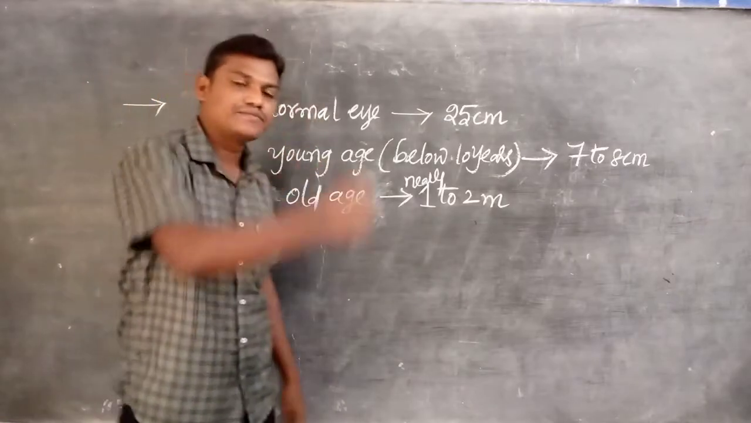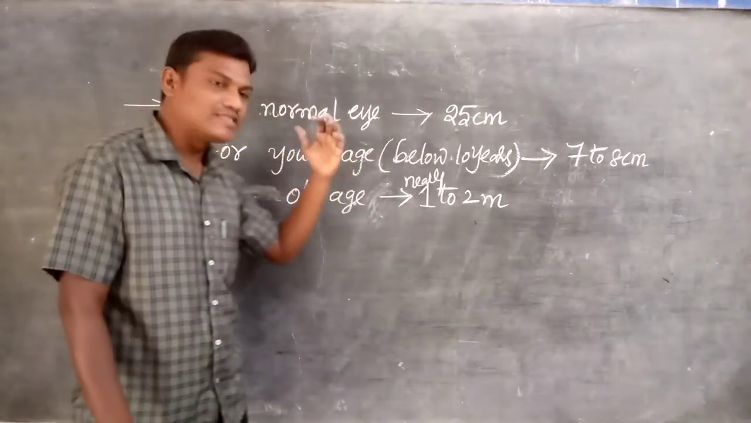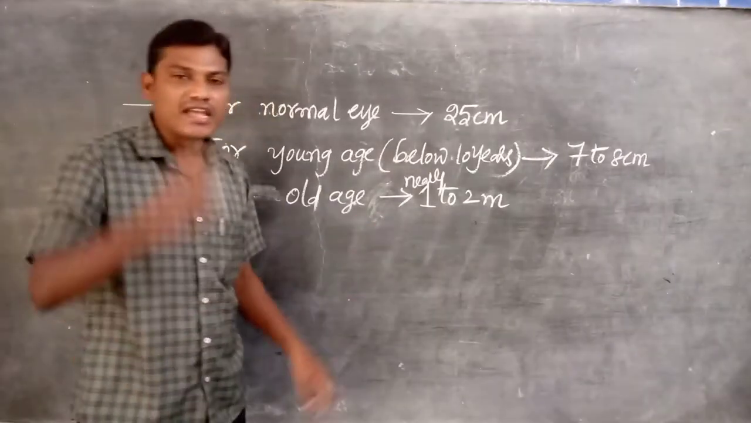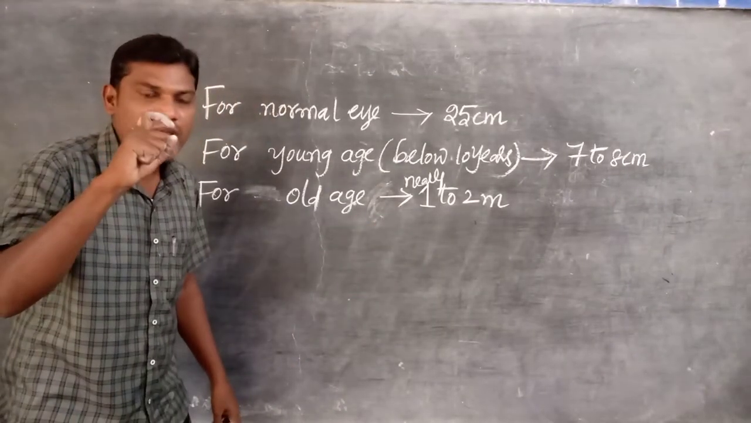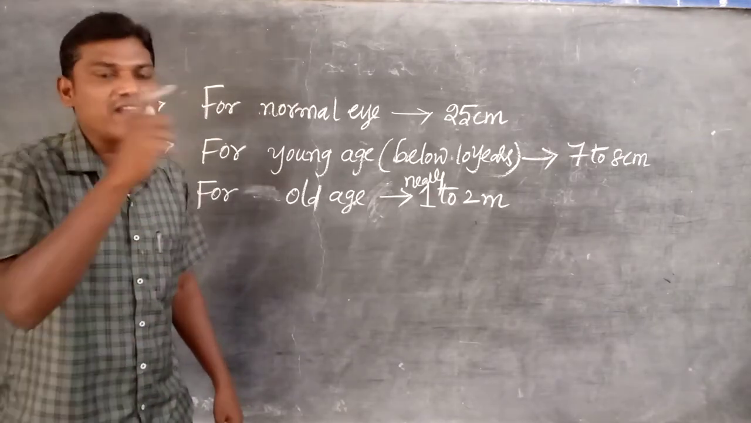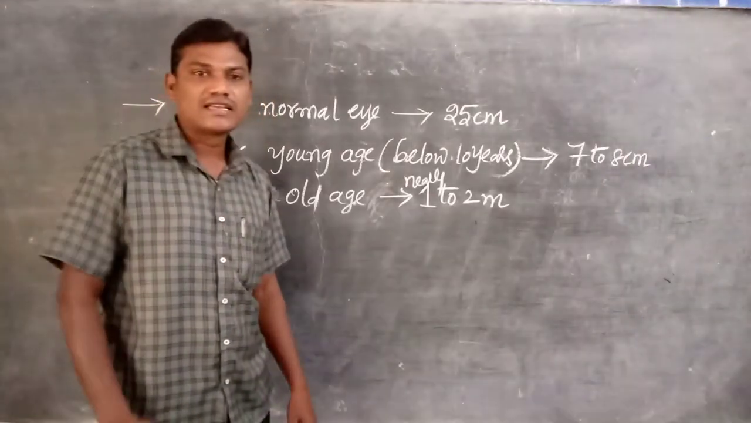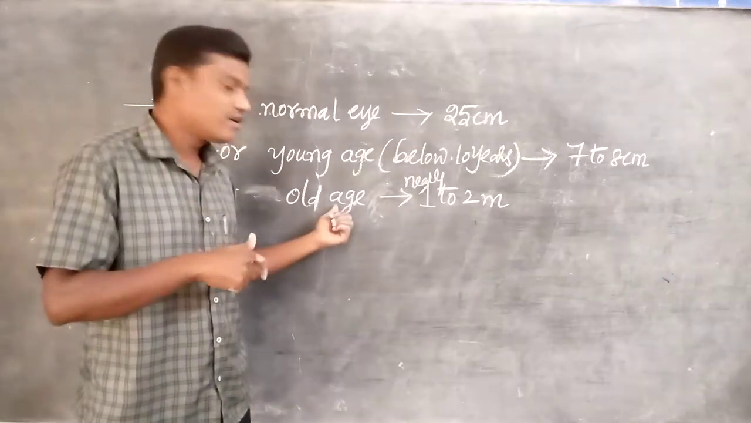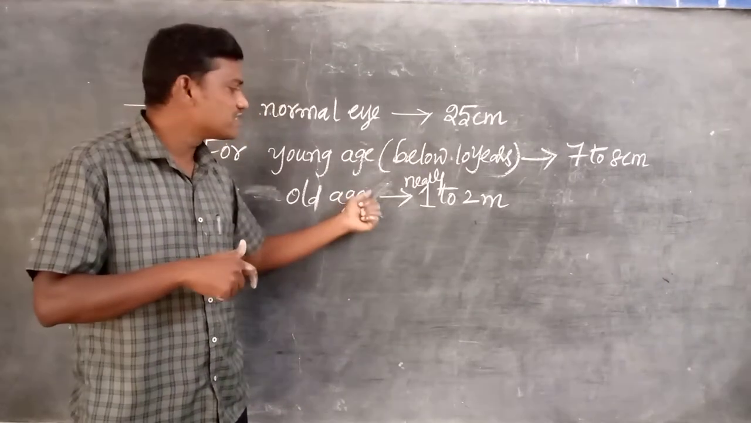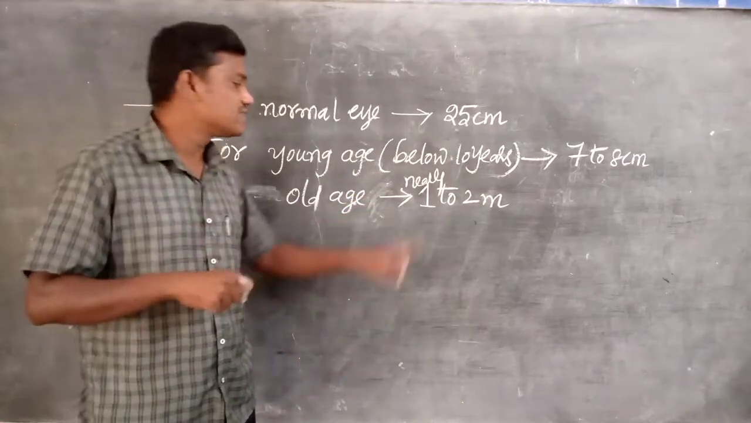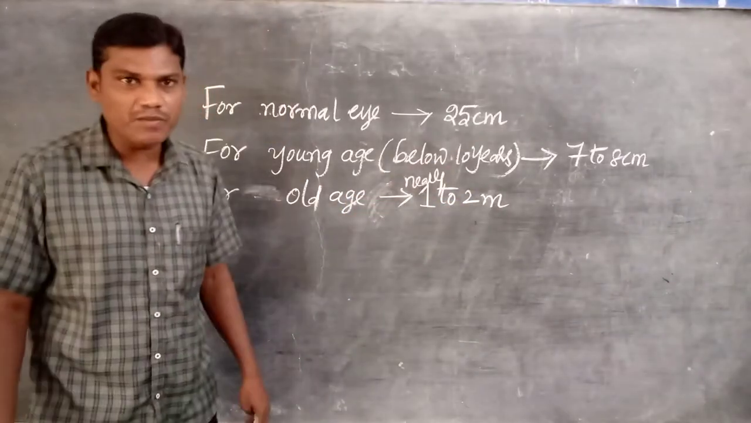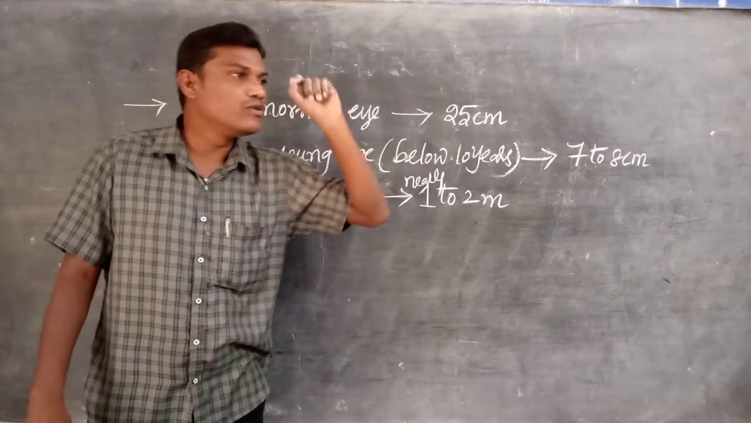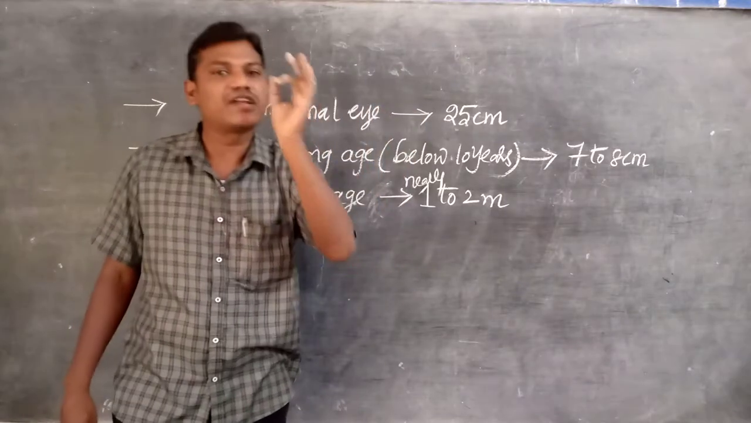But in case of old age people above 60 years, what will happen to the eye? It loses flexibility. Due to that reason, their eye is not very strong and flexible. That's why the old age people's least distant vision is 1 to 2 meters. Nothing but a minimum 1 to 2 meter distance is needed. At that time only they can see the objects or letters very clearly.